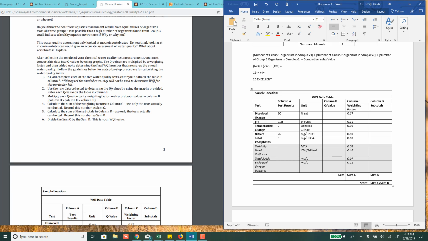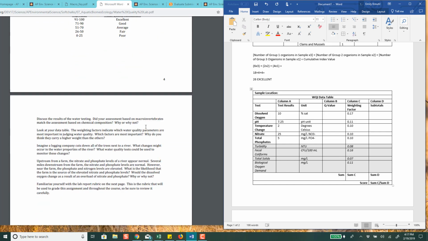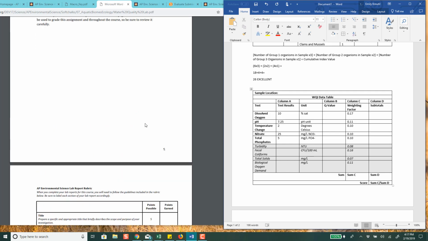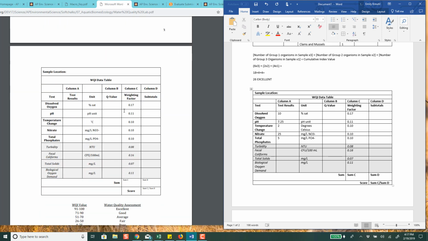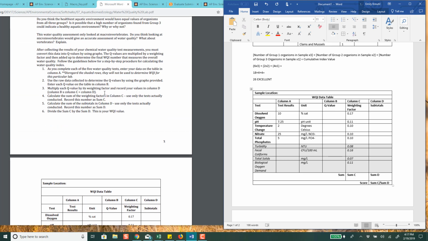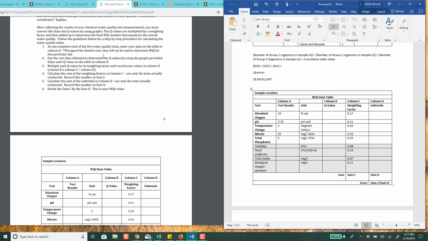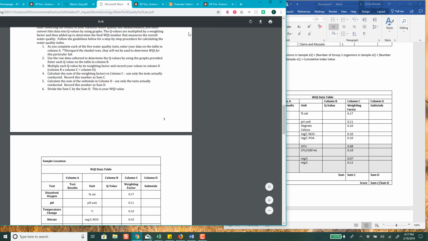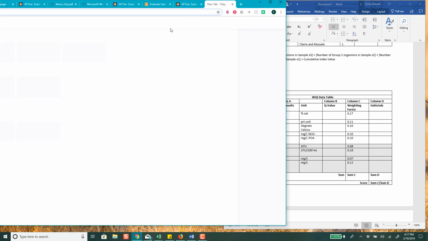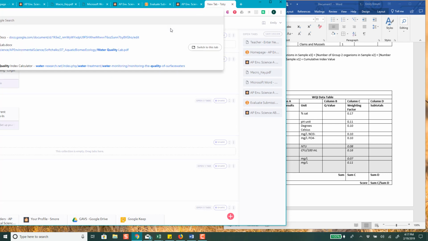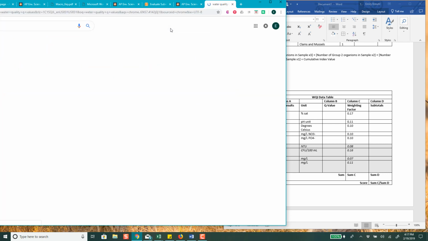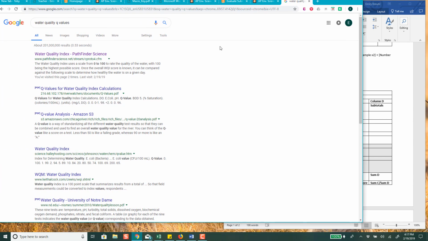Now, for your Q value, it says the Q values are actually made from graphs, and then you use a weighting factor, and it doesn't actually tell you how to get the Q value, which is really nice. So what I did is I went online and I just Googled water quality Q values. You can see it right here. And I'm going to take this data table that I found, this page of all the data, the different tables for the different values.